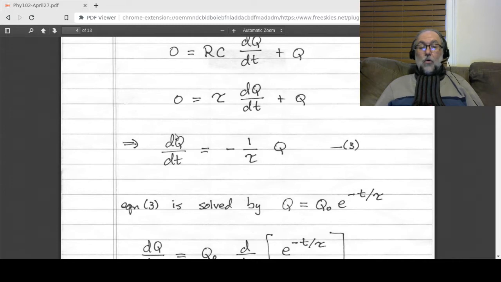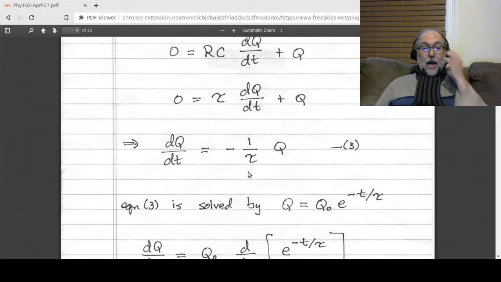Okay, so I put it in this form because now it's very easy to see what a solution to this equation looks like. Basically, this equation says: if you have some function Q of time and you differentiate it, what are you going to get? Well, you're going to get Q back again, but with some constant in front, minus 1 over tau. So again, the solution to equation 3 is a function Q of t, and if you differentiate Q with respect to t, you get Q back with this constant minus 1 over tau in front.